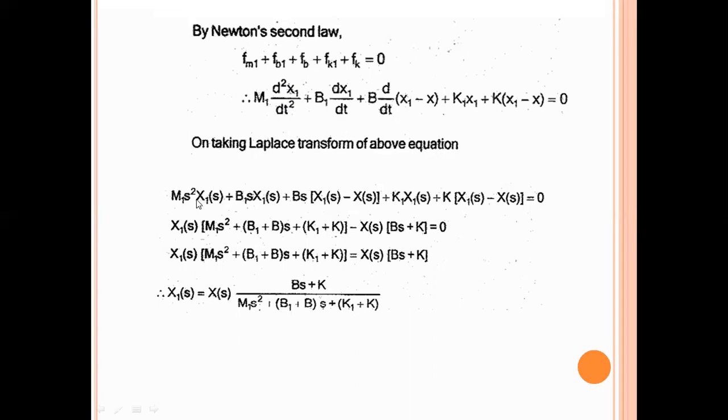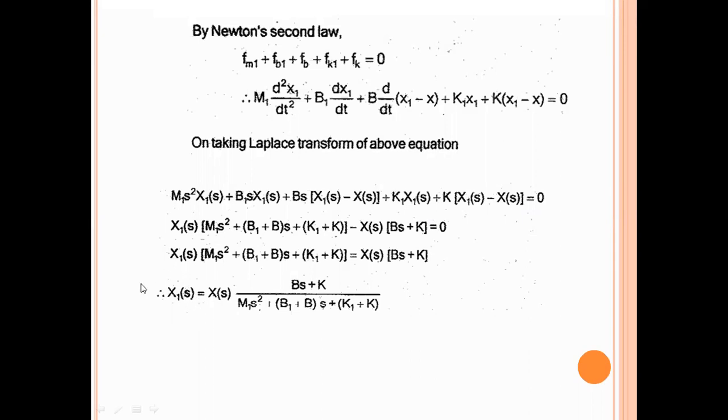So in place of the second order derivative, we get s square. B1 is a constant, and the first order differentiation will give s into x1 of s plus B into s into x1 of s minus x of s, plus k1 into x1 of s directly, because there is no derivative part here. And here also k into x1 of s minus x of s equal to 0. We need to simplify this equation for x1.